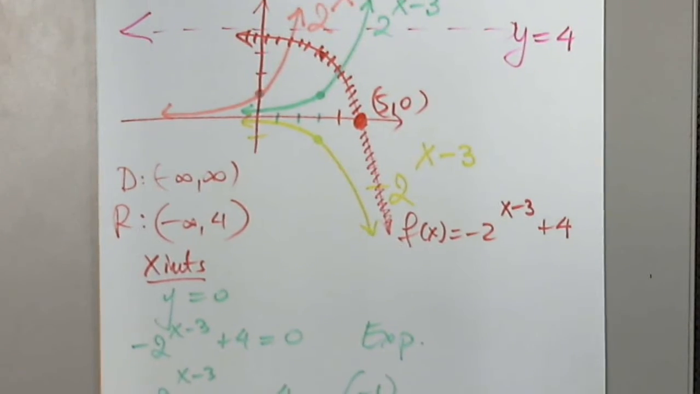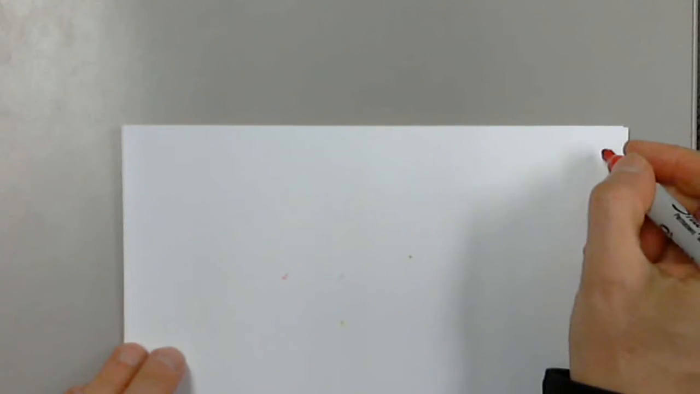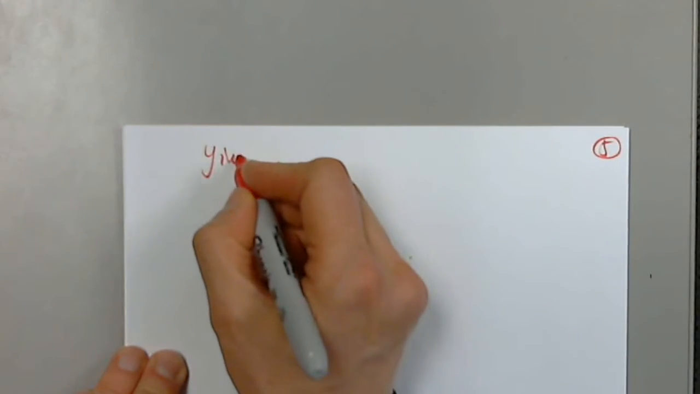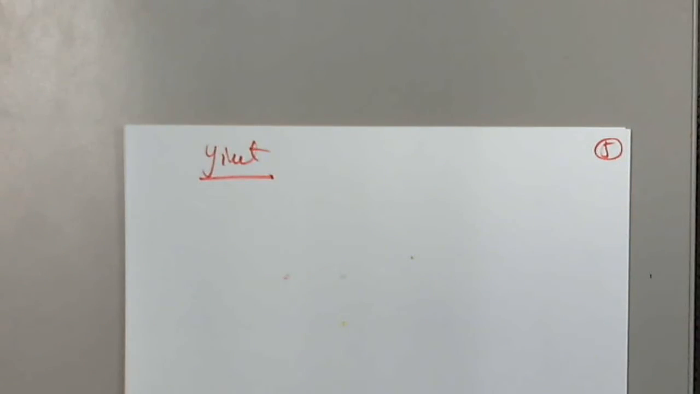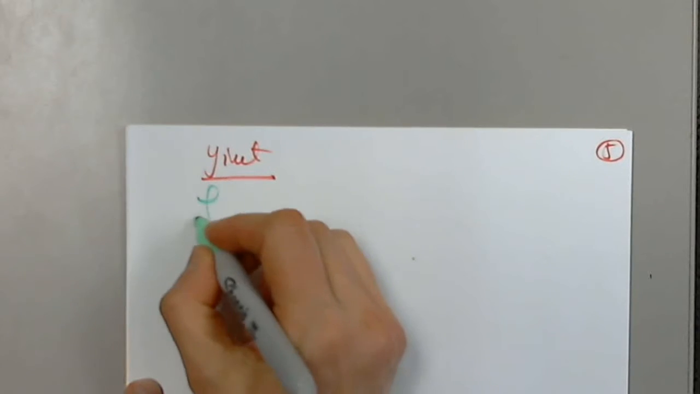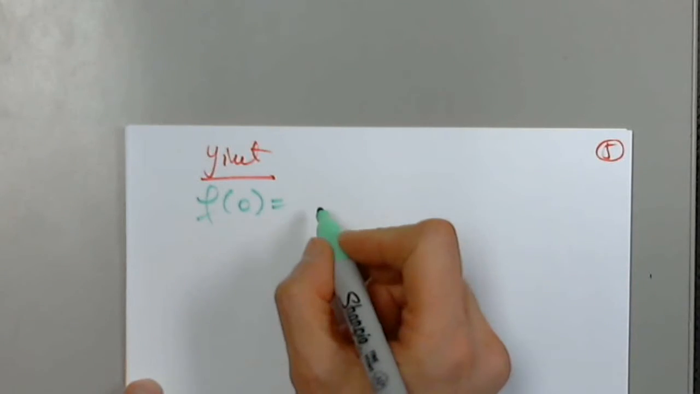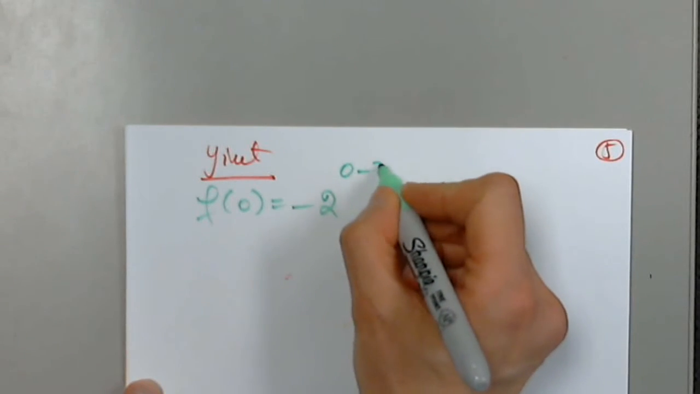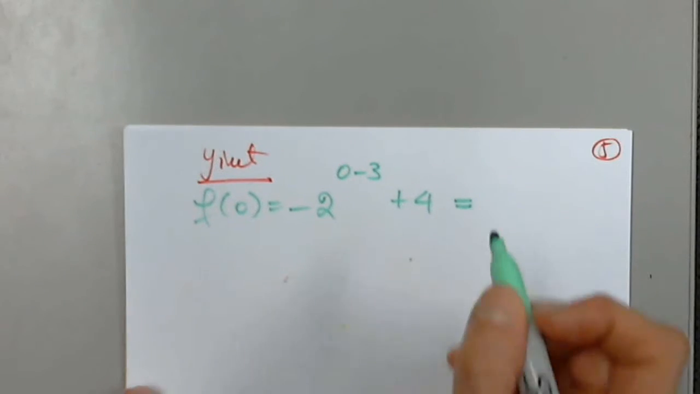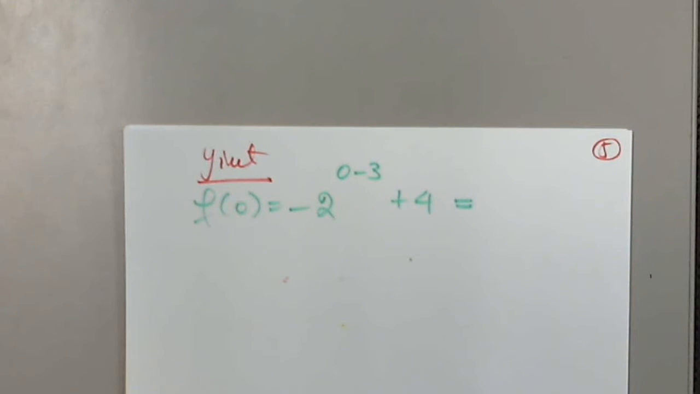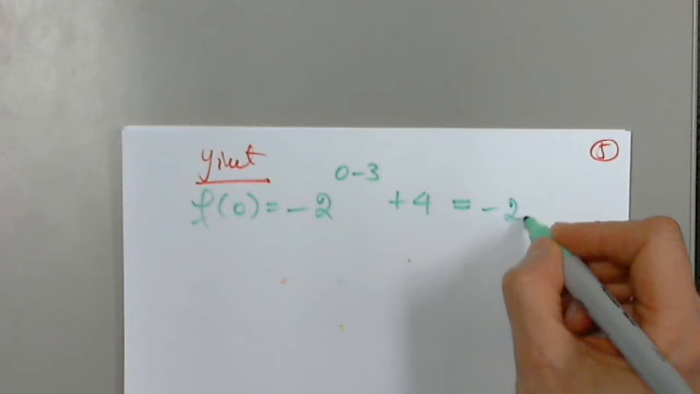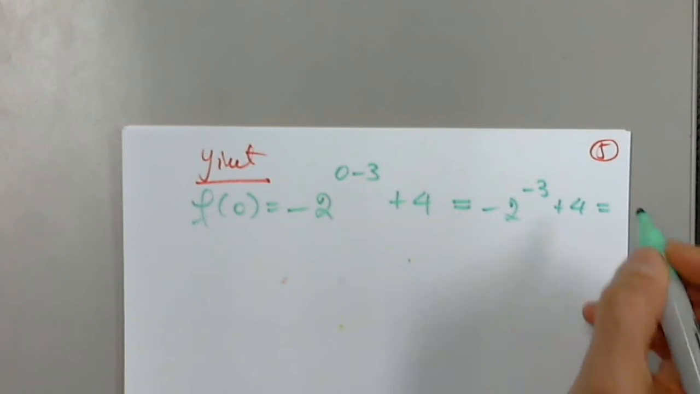Okay, now I want to find the y-intercept. How do I find the y-intercept for any function? Set x to 0. Very good. So I have to find f of 0. So it's negative 2 raised to 0 minus 3 and plus 4. Good. So yes, I have negative 2 raised to negative 3 plus 4.